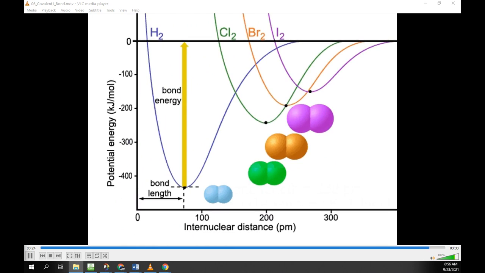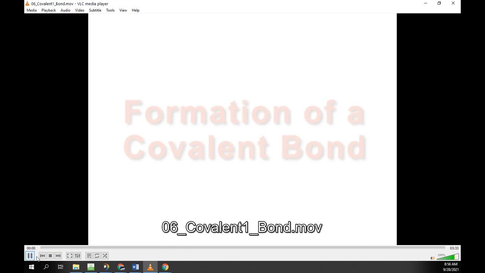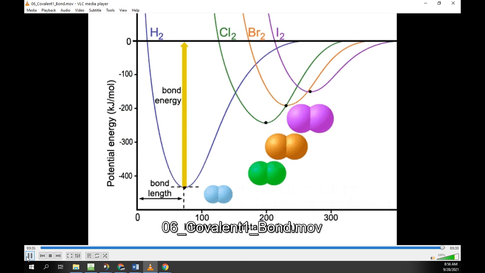Stepping back, we see that in each case, mutual attractions draw the atoms together and they form a covalent bond of specific length and energy.